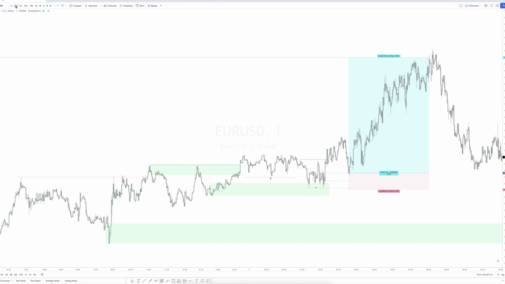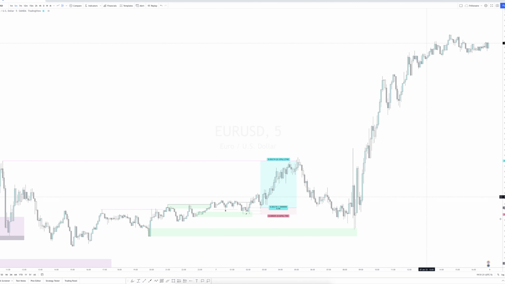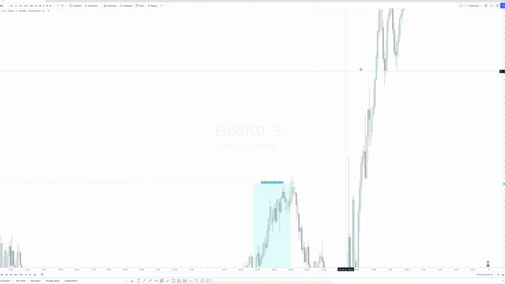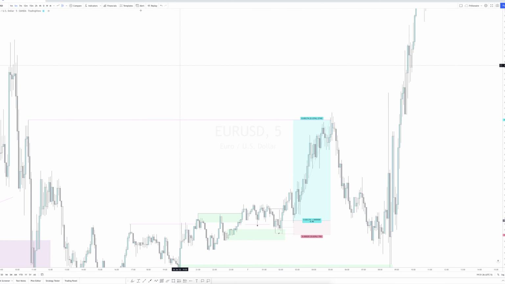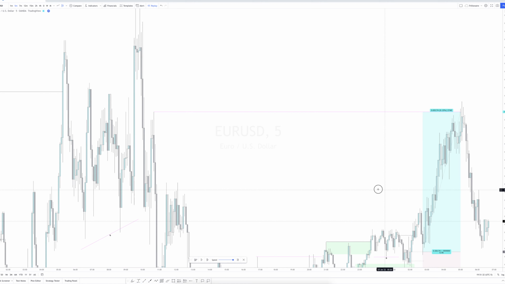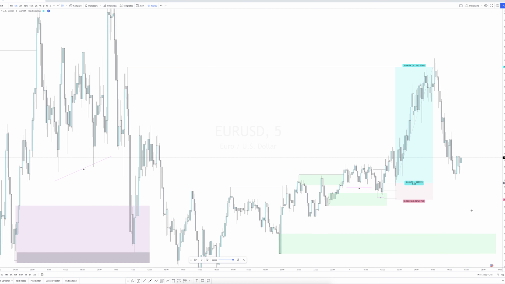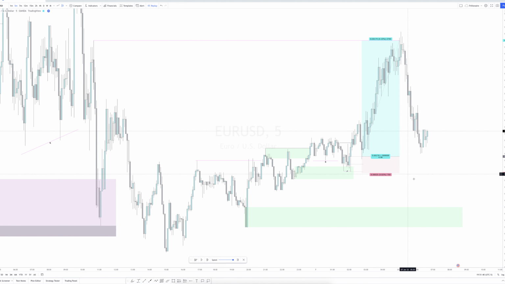So let's go to the M5 time frame really quickly and break down this entire area. You could definitely look at this from an M15 standpoint, but we're going to look at it from the M5 standpoint, mainly because the M5 time frame gives us just enough information to really take advantage of this entire area.